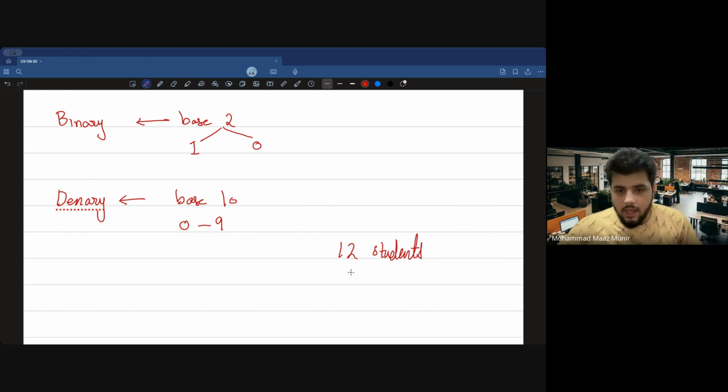So yes, basically we have 12 students in the class. Now let's say if I tell Saifullah that we have 12 students in the class, Saifullah is going to understand that yes, we have 12. But if I tell my computer that I have 12 students in the class, the computer will be like, what's 12? What students? Computer doesn't understand the terminology which we use. So we need to translate the language. Computer has its own language, which is basically known as binary.